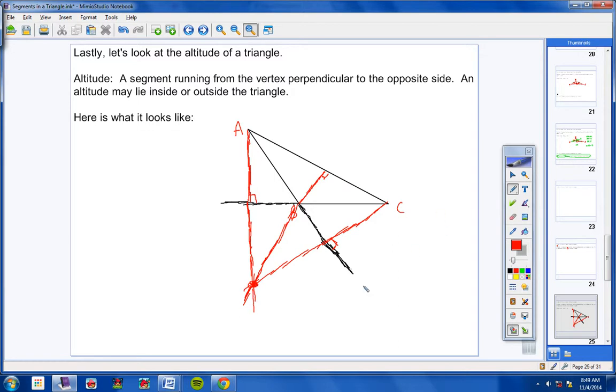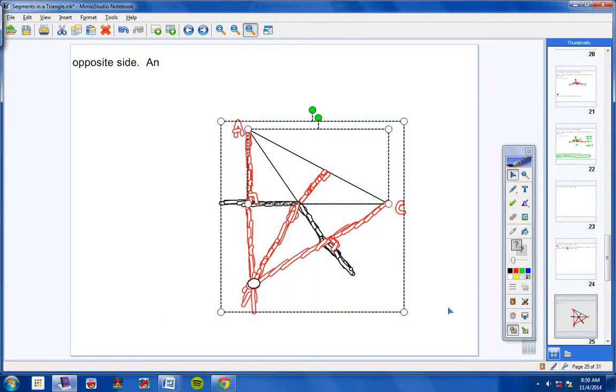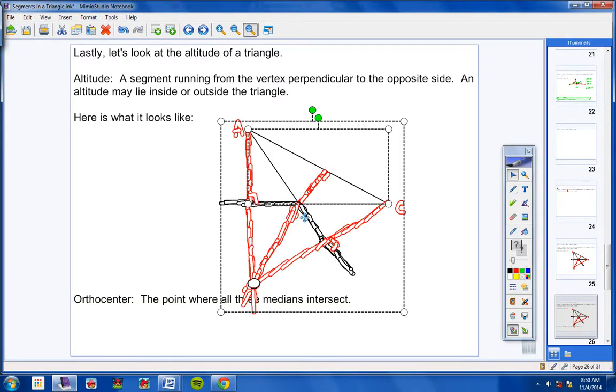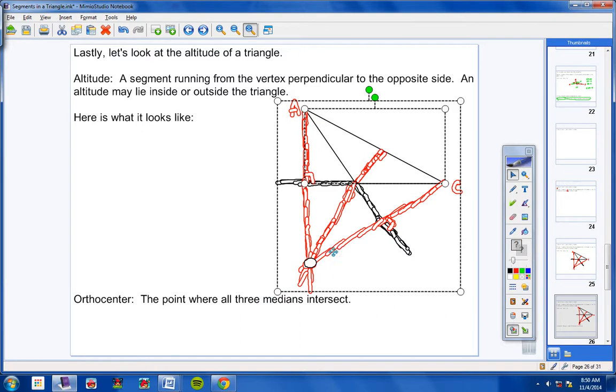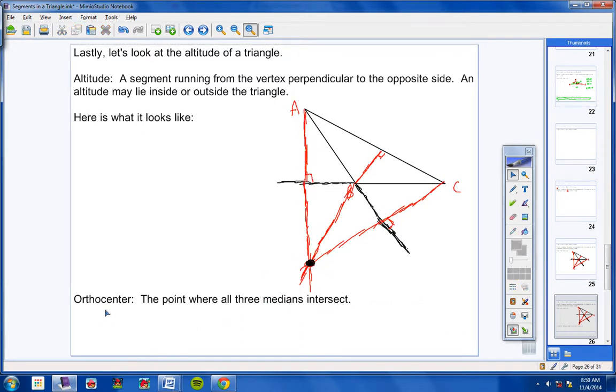Now there is a name for that point right there. Let me go ahead and color that point black so we have a record of it, so we know which point we're talking about. There we go. Now this black point here is called the orthocenter, okay? So make note of that in your notes. You do need to know that, okay?